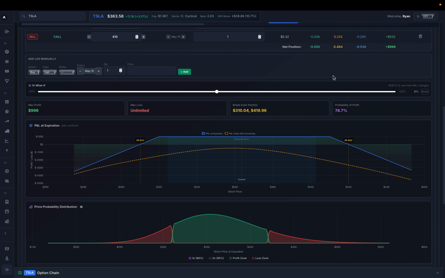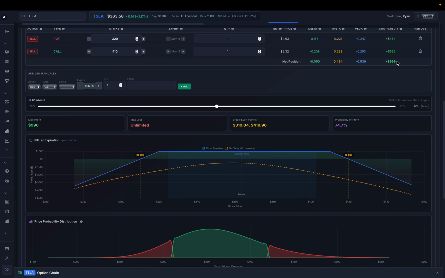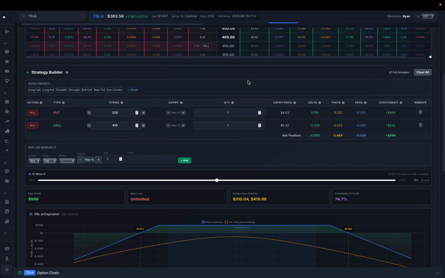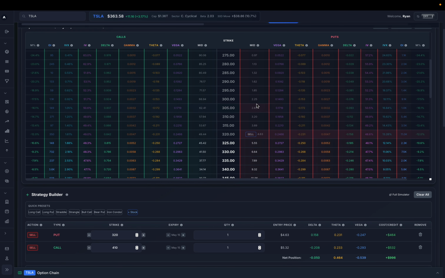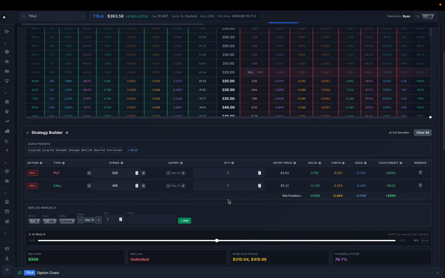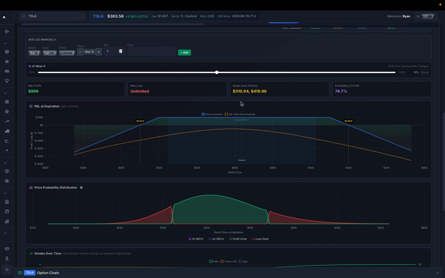Because we're slightly outside of the expected move, our break-evens are wider. So the break-even is 310 and 420. That's calculated from the credit received of $10, well, $9.96, plus 410 gets us to 419.96, call it 420, and the 320 minus the 9.96 takes us to 310. So we round that to the nearest dollar, just to make it simpler.